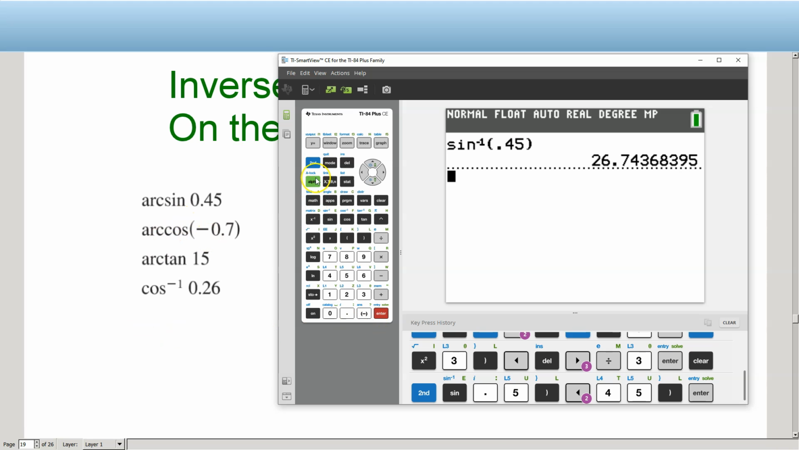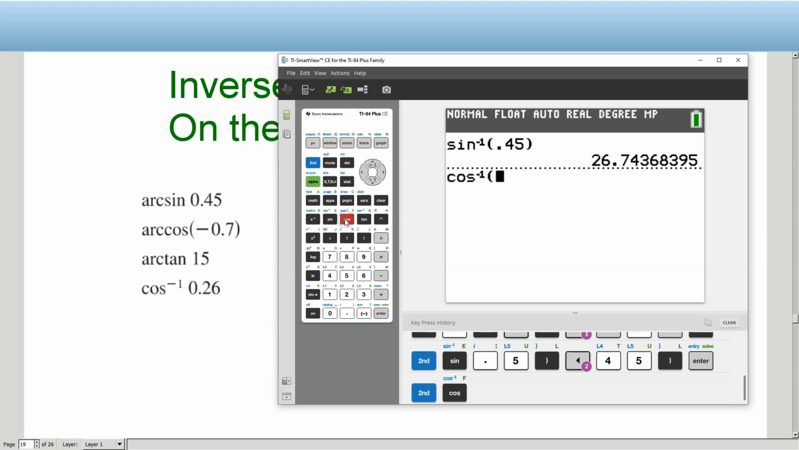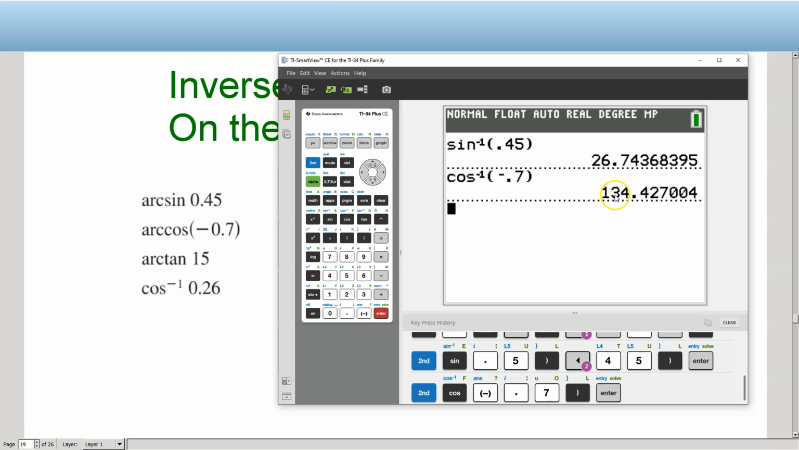Arc cosine, right? That's the same thing as inverse cosine, negative 0.7. That again would be like saying on the circle, if you think about where is my x value, negative 0.7 on the unit circle, where is that about? What angle? Of course, there's two different locations where that's true. But in this case, we're going to give the second quadrant answer, which is 134.43 degrees. We'd have to round these.